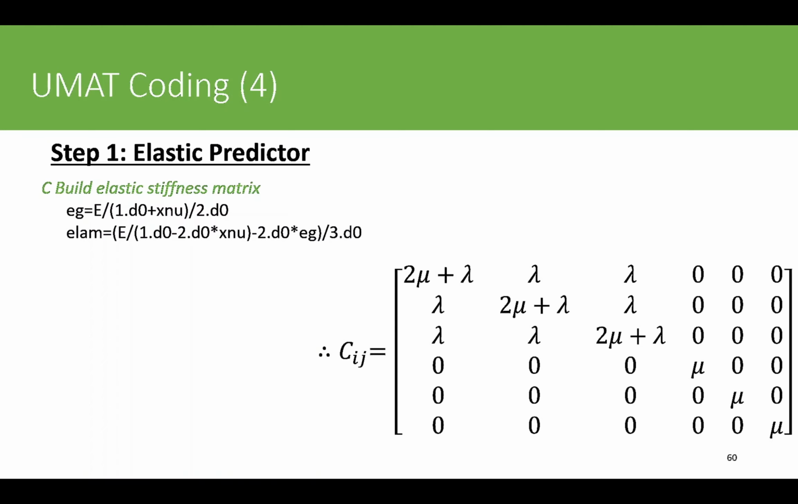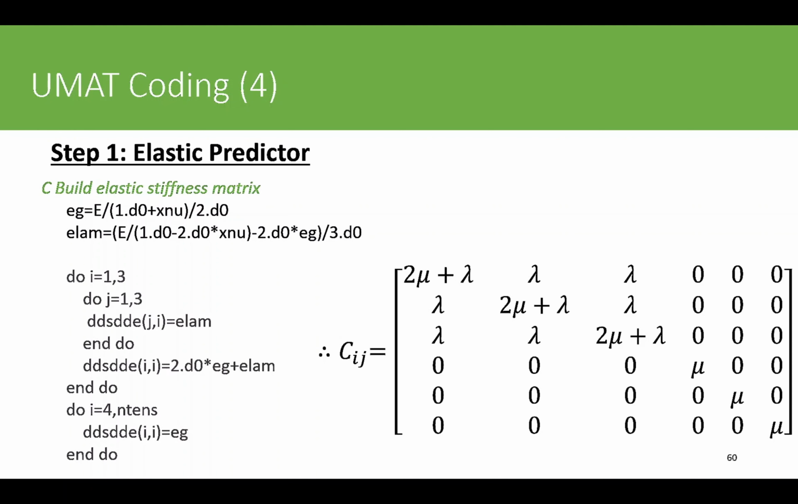If you remember, the fourth order tensor looked something like this, where the diagonal terms were 2 mu plus lambda for the first 3 columns, and then it was mu. So that's what I have done here. I have just assigned these values. So for example, when I is 1, this means this is 1.